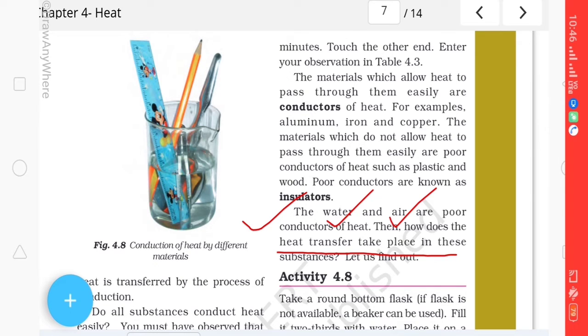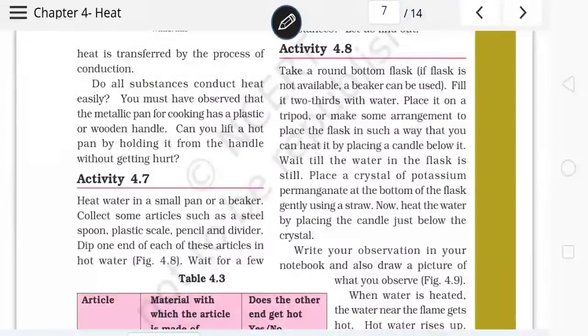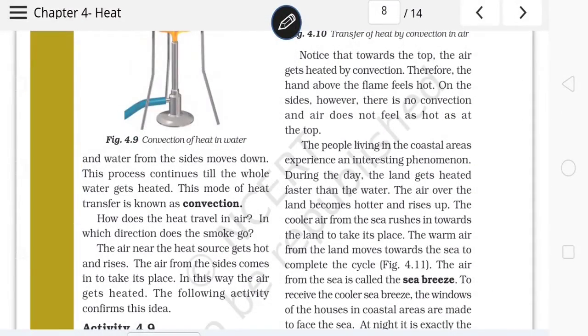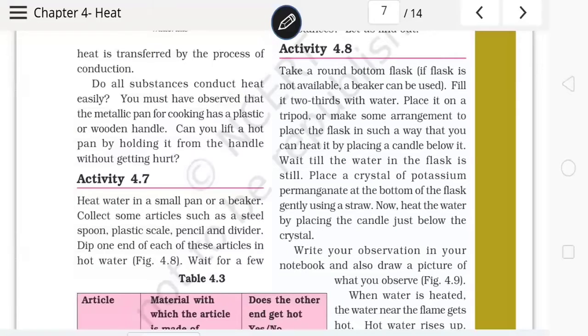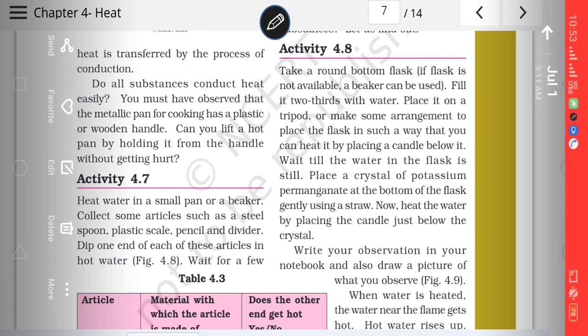Yes, even though they are poor conductors, in water and even in air there will be transfer of heat. So how is it taking place? Okay, let's see. In water and air, the transfer of heat takes place by a different process. It is not by conduction. Now let's see how the heat gets transferred in water and air. If water and air are poor conductors of heat, how is the heat getting transferred through them?